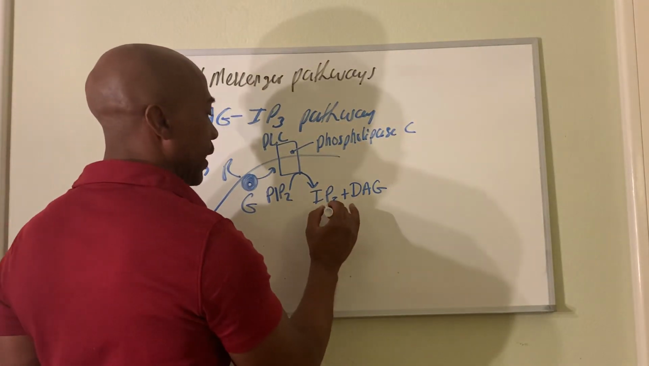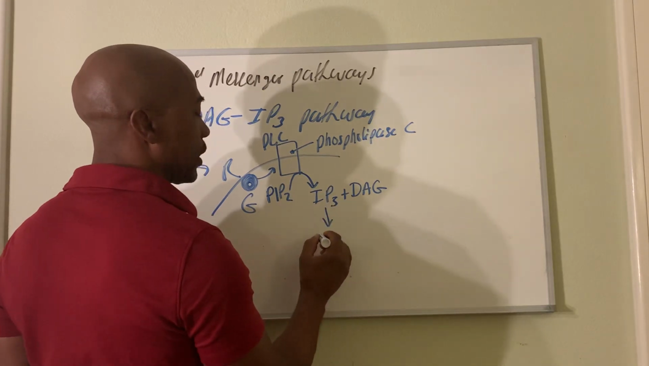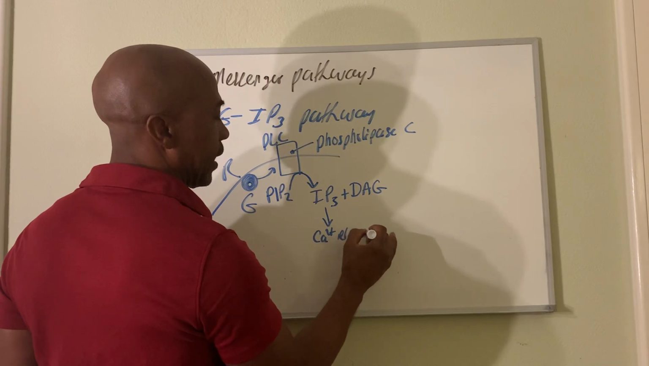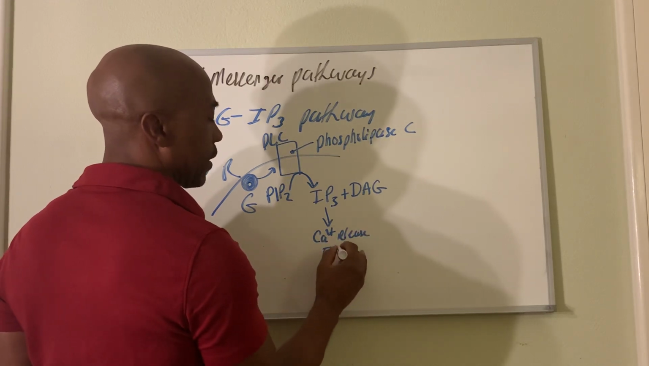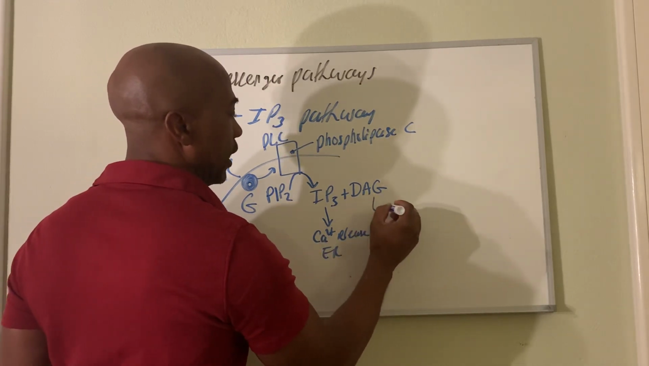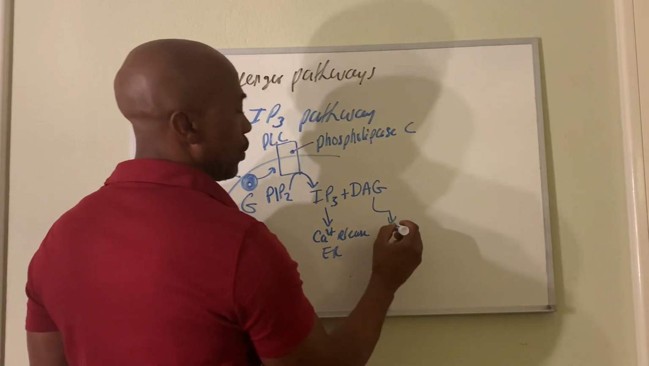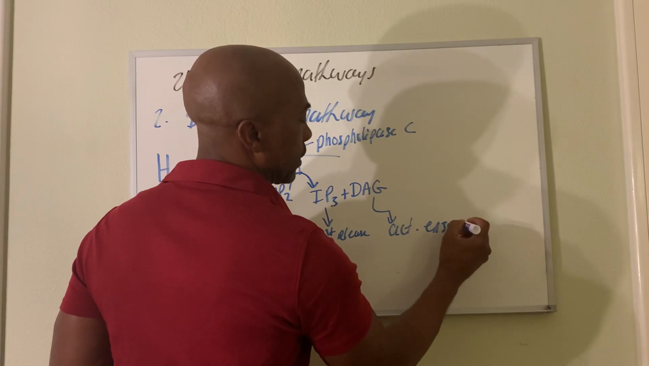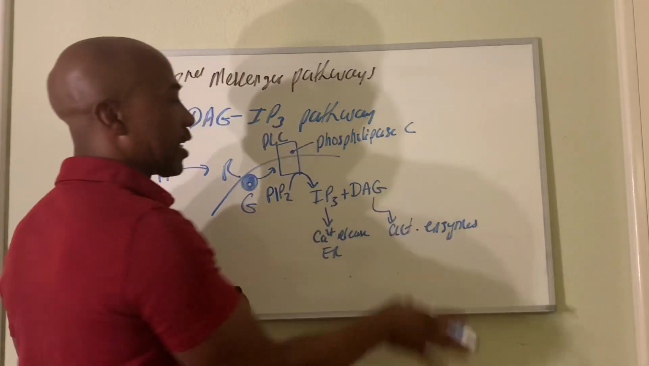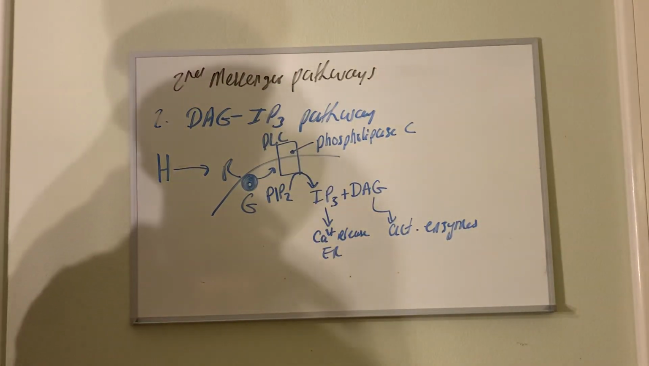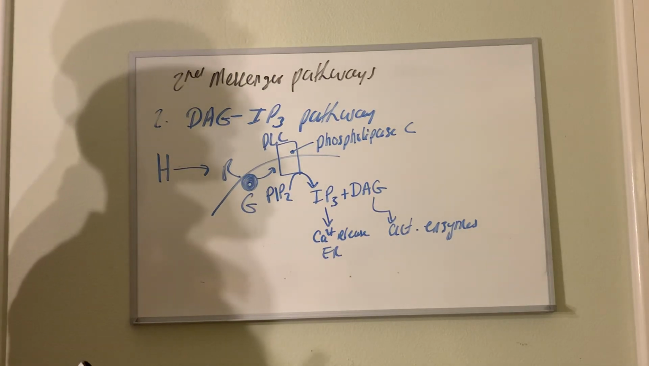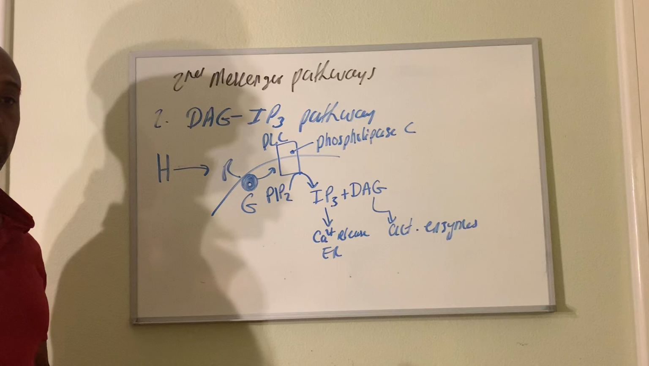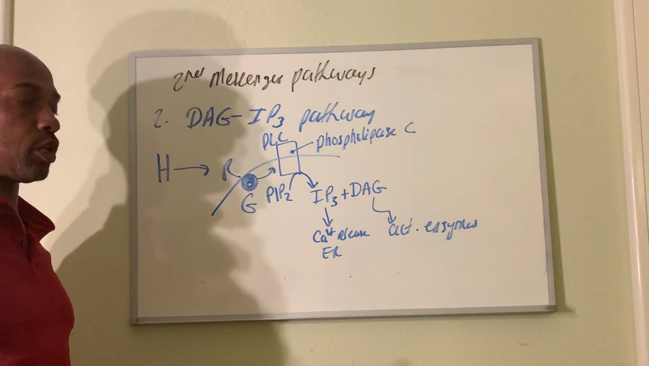Usually IP3 tends to promote calcium release from the ER, while DAG usually goes on to activate other enzymes inside the cell. All right, so that's the overview of those two common second messenger pathways that water-soluble hormones use to produce their effects on cells.